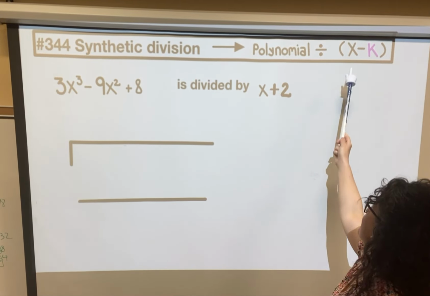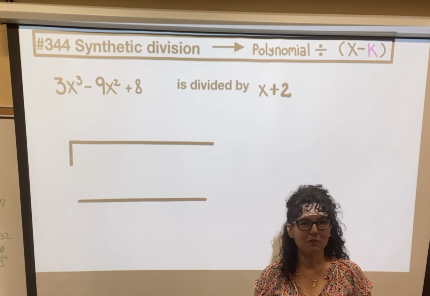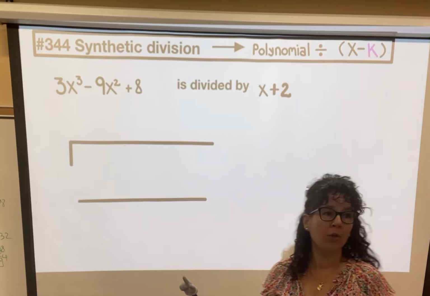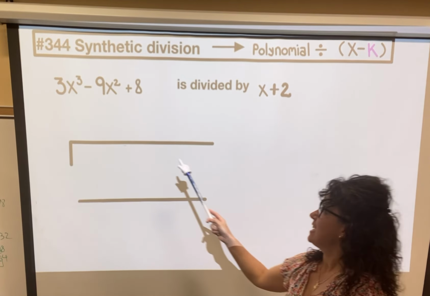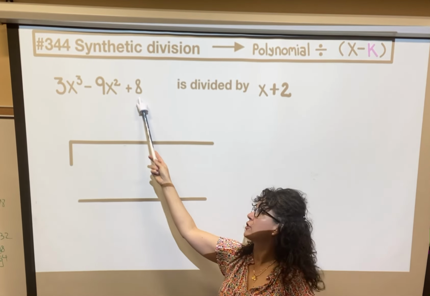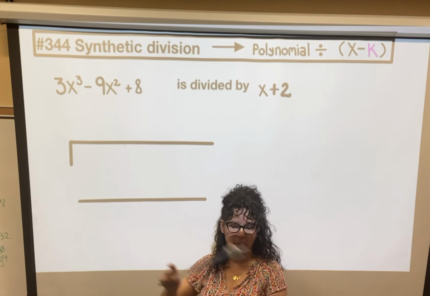To synthetically divide, you're going to be dividing by x minus k. Synthetic division is a shortcut to long division. So it's only going to work when you're dividing by x minus k. To get it set up, you need the leading coefficients of the terms. And if there are any missing terms, you need to put in a 0.